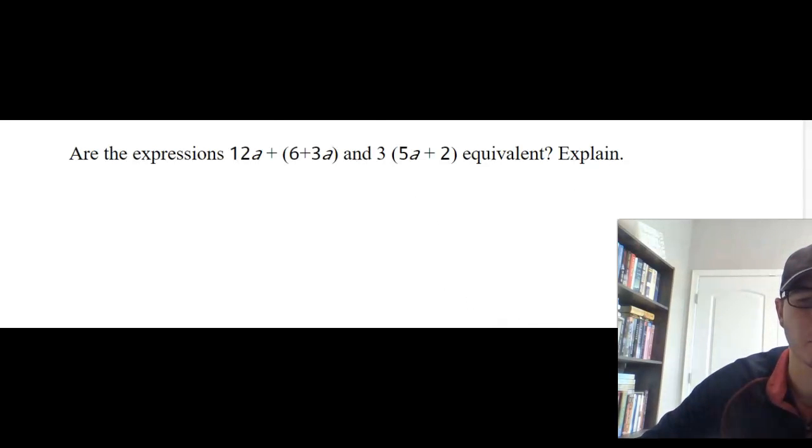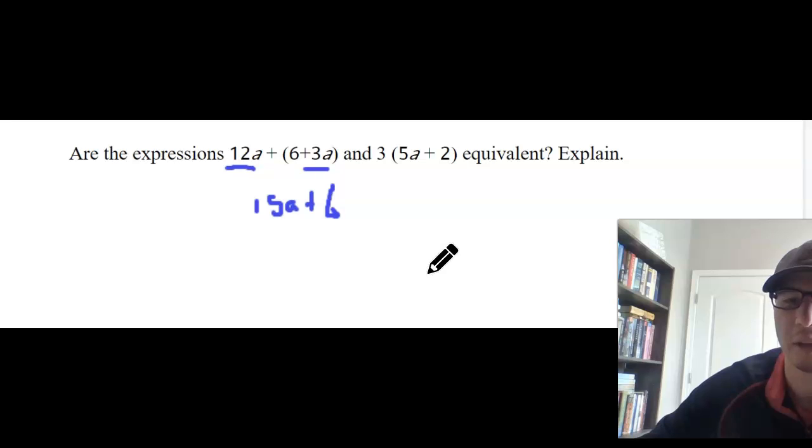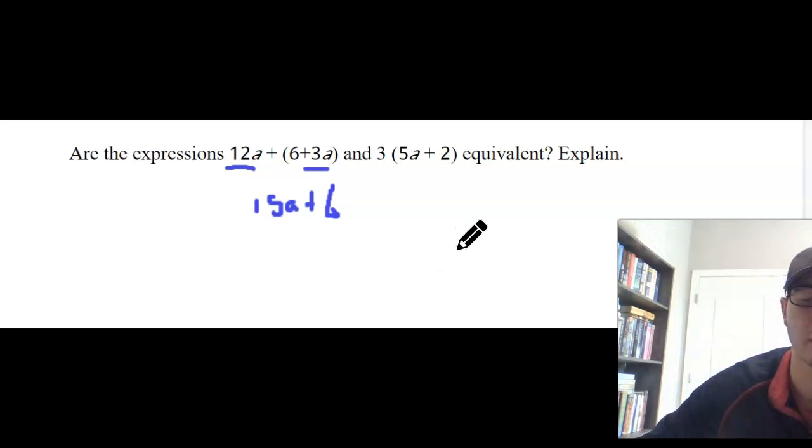All right, let's go ahead and simplify our first expression here. We have 12a plus 6 plus 3a. Using some of our properties, we can combine 12a and 3a to get 15a plus 6. That commutative property says we can change the order of our numbers. So we have 12a plus 3a plus 6. We can combine 12a and 3a to get that 15a plus 6.